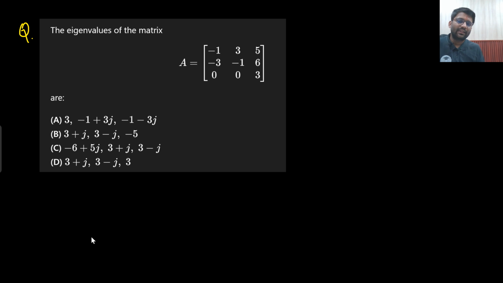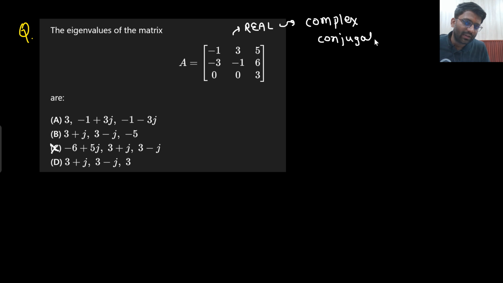Right? So what are the options saying? If you look at this option, -6 plus 5j, 3 plus j, 3 minus j. Is it possible? No. Is it a real matrix? Yes, sir. That means if the eigenvalues are complex, then they have to be complex conjugates. So 3 plus j, 3 minus j you are getting, but for -6 plus 5j, you need another -6 minus 5j, which is not possible because it is a 3 cross 3 matrix only. So that means option C is cut.